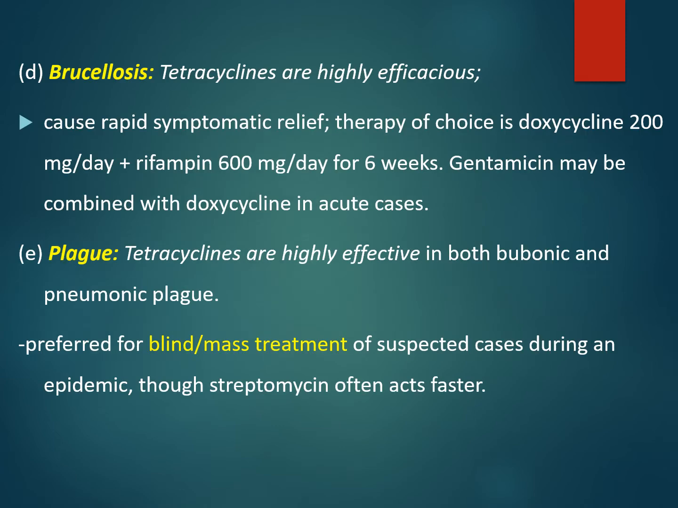Brucellosis. Tetracyclines are highly efficacious. It's a combination therapy of doxycycline plus rifampicin for 6 weeks. Plague. Tetracyclines are highly effective in bubonic and pneumonic plague, and these are preferred for blind or mass treatment of suspected cases during an epidemic. Though streptomycin acts faster, it's not possible to give an injection to everyone. So that's why for blind or mass treatment, tetracyclines are preferred in case of a sudden epidemic.